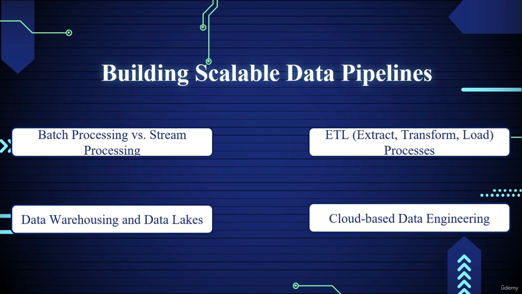Now we talk about ETL, extract, transform, load processes. ETL processes involve extracting data from source systems, transforming it to fit the target schema, and loading it into the destination system. Engineers such as data engineers design and optimize ETL workflows to ensure efficient data movement and transformation. Consideration factors include data volume, complexity, and latency requirements.